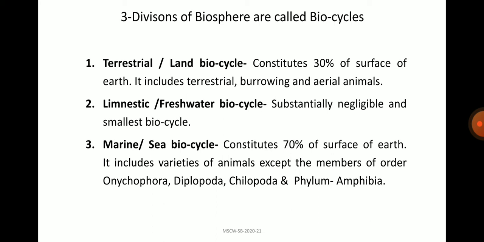The terrestrial biocycle constitutes only 30% of the surface of the earth, and it includes terrestrial, burrowing and aerial animals. The freshwater biocycle is insubstantial, negligible and the smallest biocycle, while the marine or sea biocycle constitutes 70% of the earth's surface. It includes varieties of animals except the members of order Onychophora, Diplopoda, Chilopoda and some amphibians.